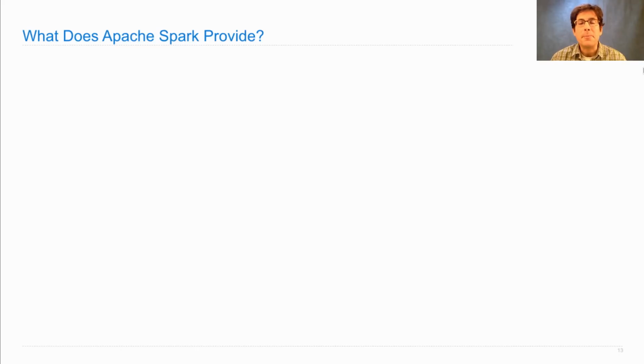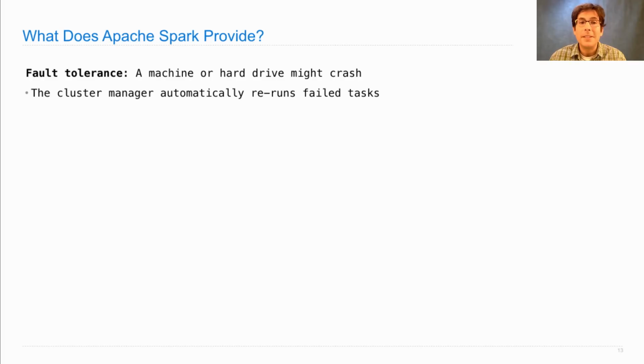So processing using Apache Spark isn't necessarily faster on a single machine, but can be much faster on multiple machines. In fact, currently, the fastest sorting that's ever been performed on a very large dataset using commodity hardware was using Apache Spark. And when large datasets are used, Apache Spark provides several advantages. If a machine or hard drive crashes during execution, the system will recover automatically. Just send the information that was stored on that computer to some other computer and continue processing there. The cluster manager automatically reruns failed tasks.